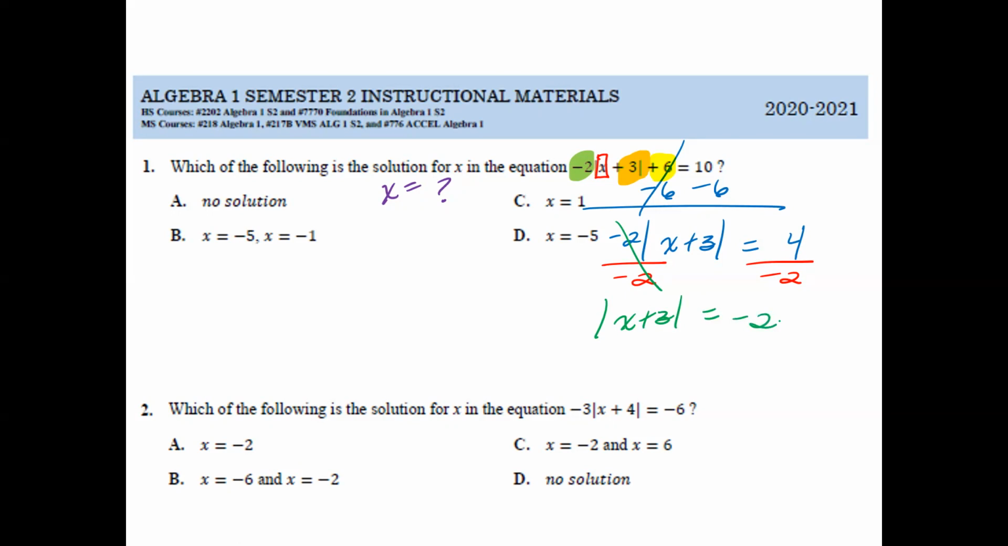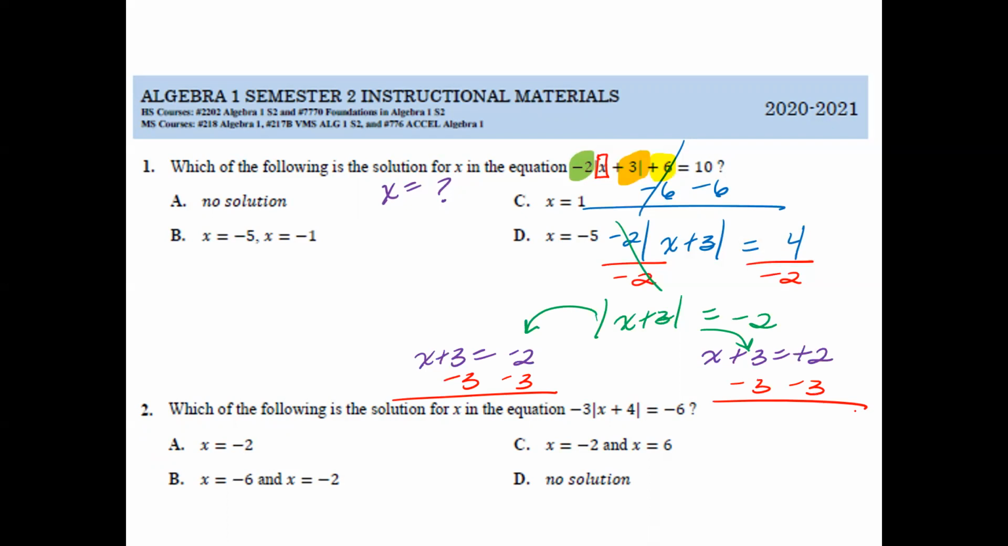At this point, you don't have any numbers outside of the absolute value, and you're just going to go ahead and split it. Your first equation is x plus 3 equals -2. The second one is x plus 3 equals +2, because it has a positive and negative. Your last step is to subtract 3 on both sides. When you do that, your first answer is -5 and your second answer is -1. So the only one that works in this situation is B as in boy.